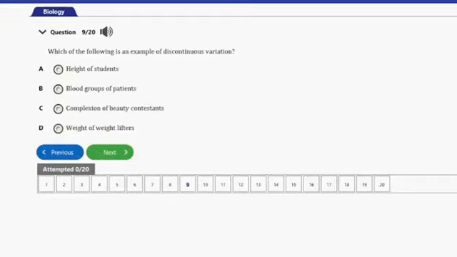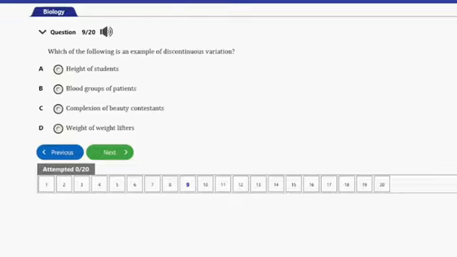That's question number 9 here. It says, which of the following is an example of discontinuous variation? We have A, height of students, B, blood group of patients, C, complexion of beauty contestants, D, weight of weightlifters. So guys, the discontinuous variation here is blood group of patients. So the blood group will remain the same and does not change over time, but the height of students can change over time. Complexion of beauty contestants can also change over time.